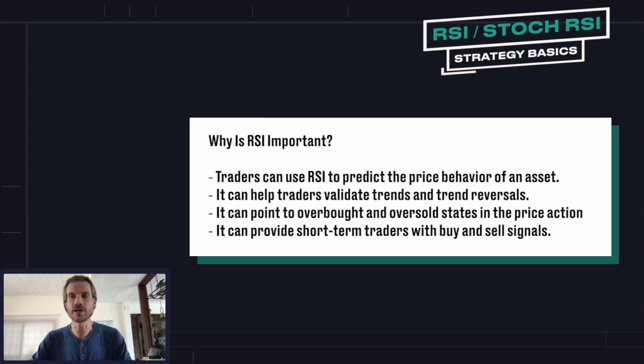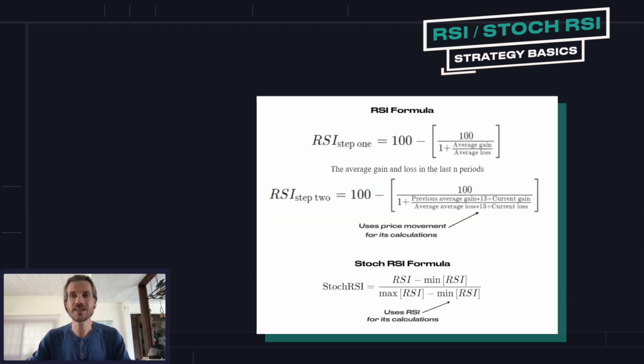Why is the RSI important? Traders can use the RSI to predict the price behavior of an asset. It can help traders validate trends and trend reversals. It can also point to overbought and oversold states in the price action. It can provide short-term traders with buy and sell signals. The RSI indicator uses the price of an asset as the basis for its calculations.